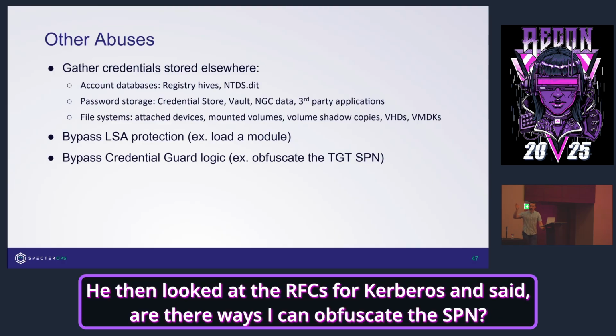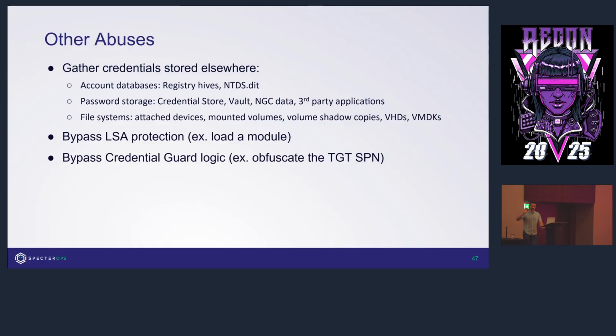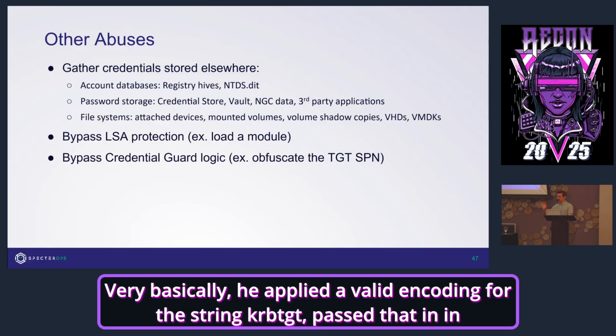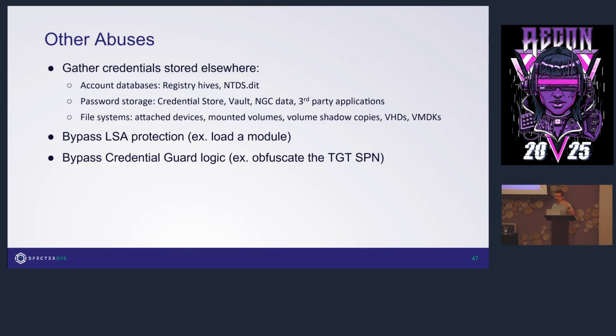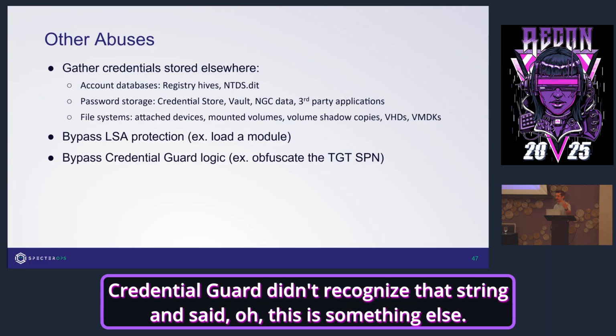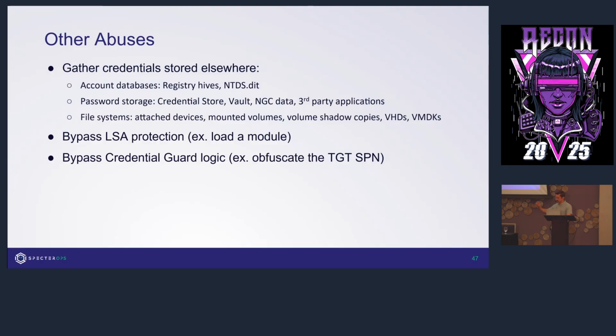He then looked at the RFCs for Kerberos and said, are there ways I can obfuscate the SPN? And he saw, yes, there are several ways in the public RFCs for Kerberos where you can encode the SPN. Very basically, he applied a valid encoding for the string krbtgt, passed that in a request to get a TGT from LSASS. Credential Guard didn't recognize that string and said, oh, this is something else. And it gave back a valid TGT with a valid session key.